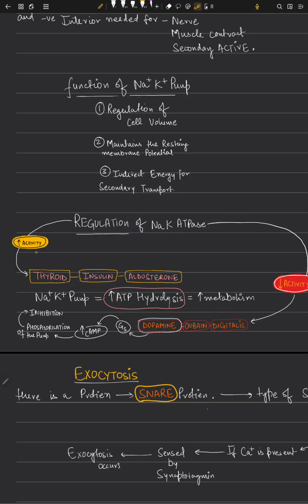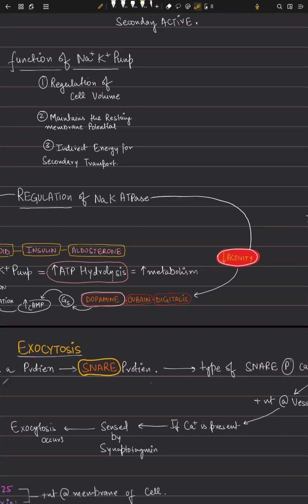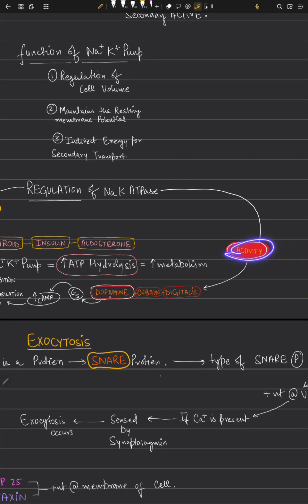We can regulate it by increasing its activity or decreasing its activity. How to do it? We can decrease its activity by dopamine, ouabain, and digitalis. Now, ouabain and digitalis.